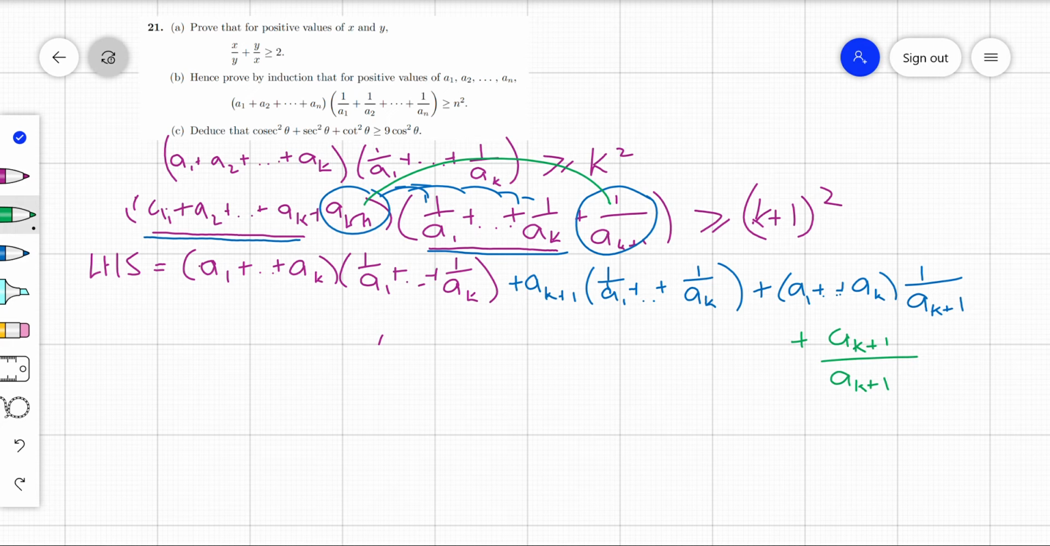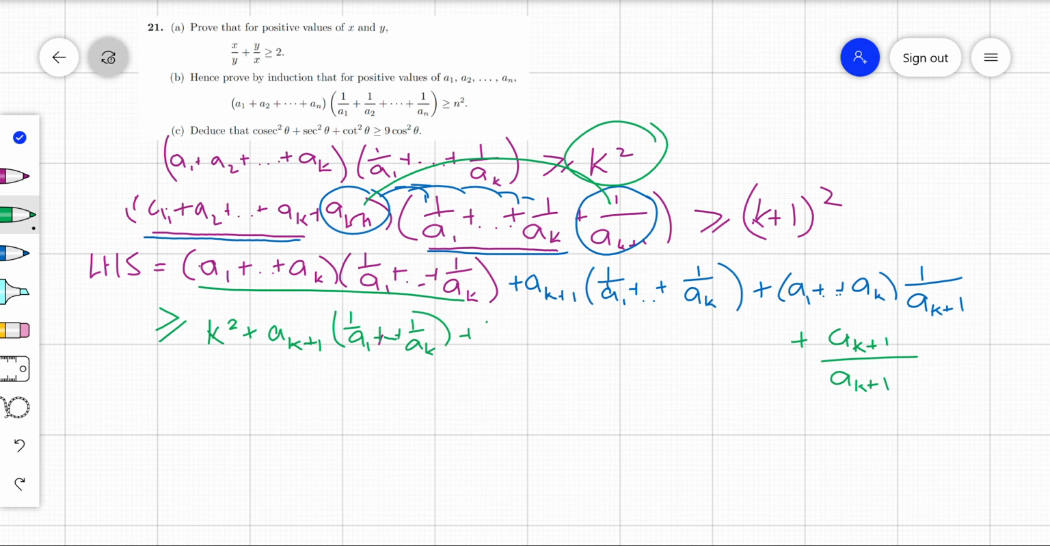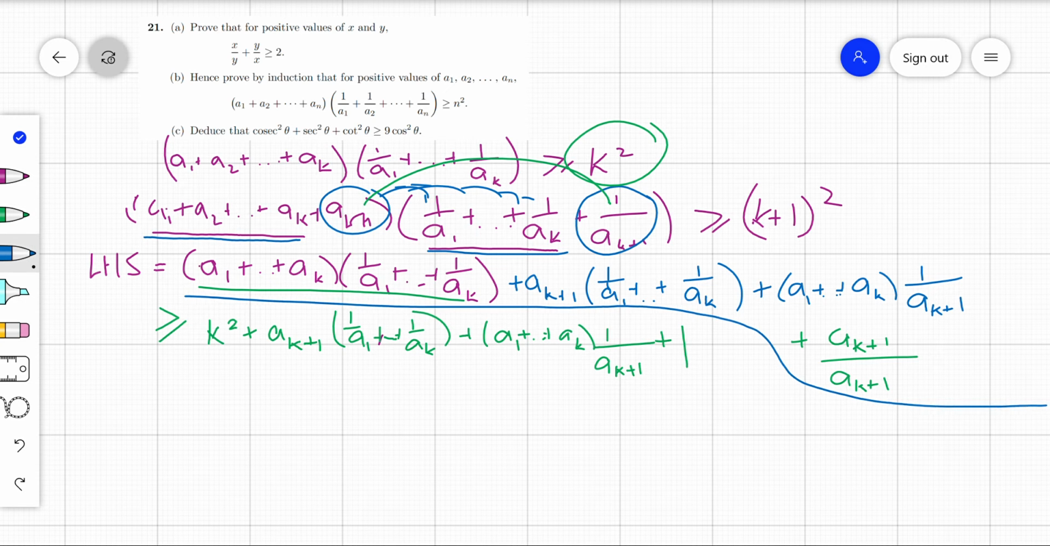Alright, now we can use our P of k. So we know this is greater or equal to, we're putting in this one, for all of the k parts. So we're saying that's greater or equal to k squared. But we've still got our a k plus 1 with the bracket 1 on a1 up to 1 on ak there. We've still got our a1 plus all the way to ak, 1 on a k plus 1. And then we've got that last term, which is 1. So it's just run into each other, so just be careful there. Alright, so we've still got that. Now what is that equal to?